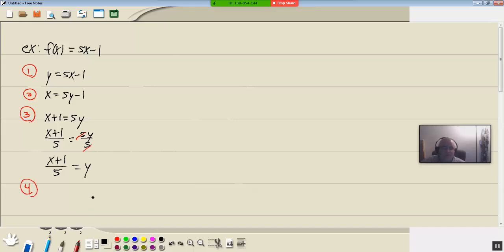Now step 4 is replace y with your inverse notation. So we're going to have the inverse of f is equal to x plus 1 over 5. And that's our answer. Now I have quite a few more examples if you go into the particular unit, you'll see the folder for the supplemental videos that I put out there. So unfortunately, we just don't have time to show more than typically one example of these different types.